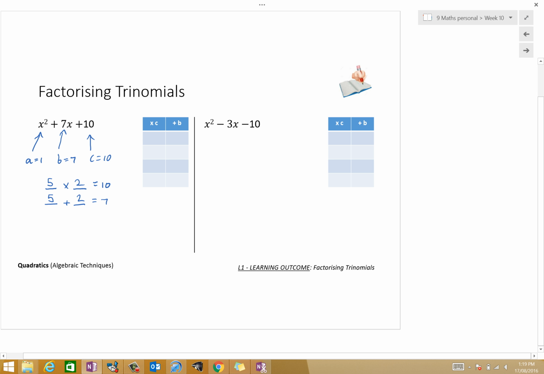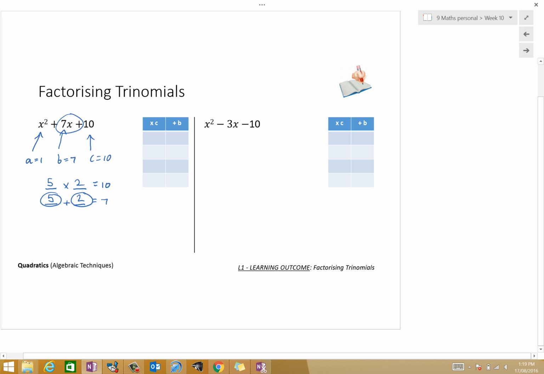Now, effectively, we're doing a bit of a shortcut to this. Now that we've found those two numbers, we're changing a trinomial into something with 4 expressions. So, in other words, these are our magic numbers. So this 7x in the middle is actually going to become 2 expressions.